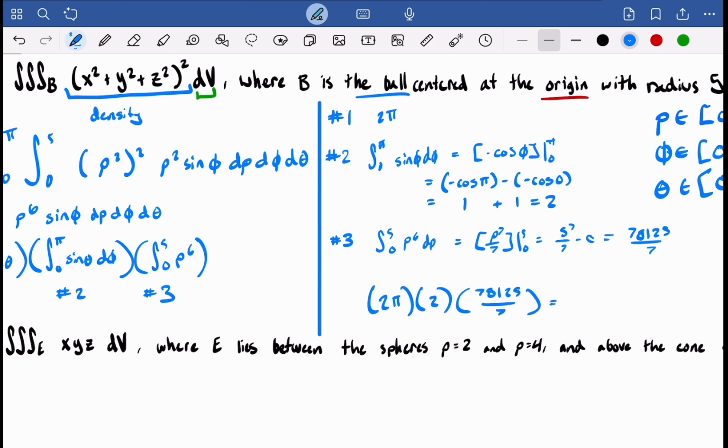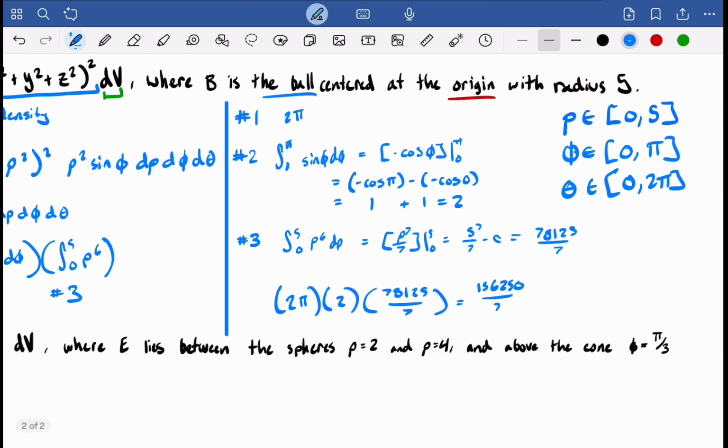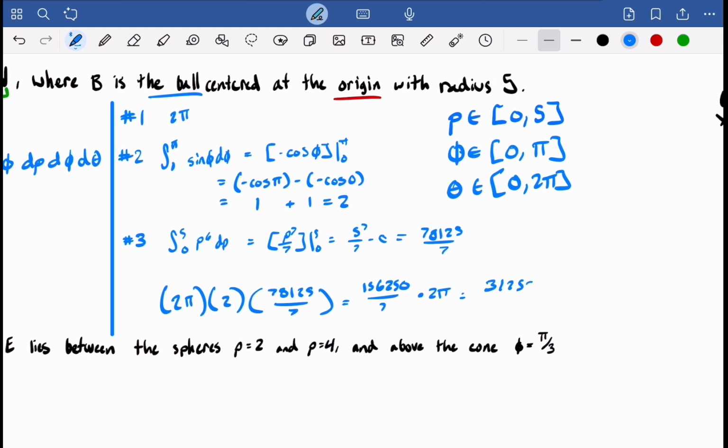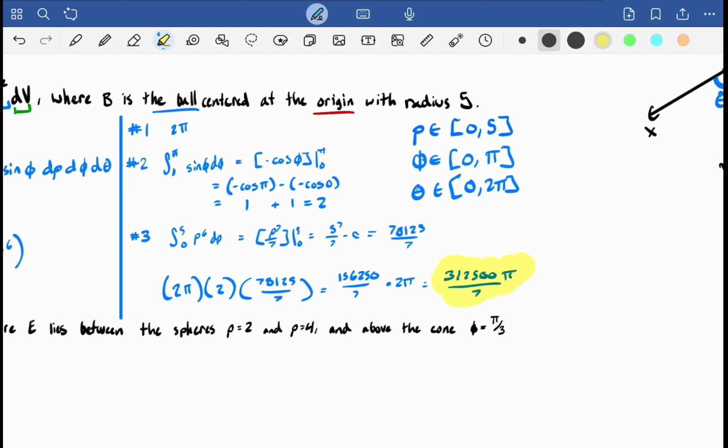Alright, so then we can multiply that by 2 to get 156,250 over 7. We're also going to need to multiply that again by 2 pi, which we can evaluate into 3,125,500 over 7 pi. And that's going to be our solution, as I've found from this value.